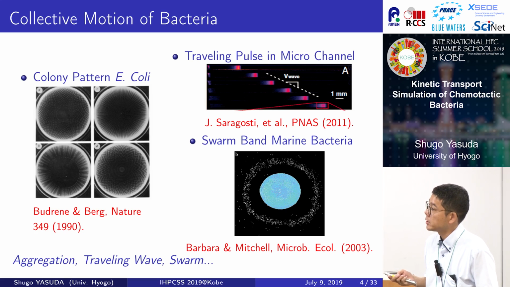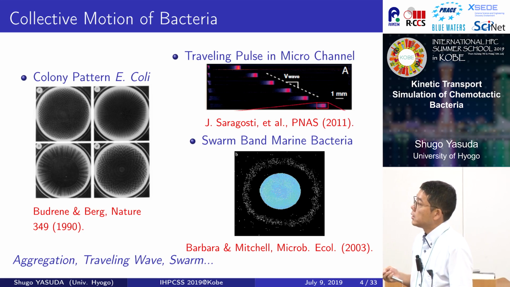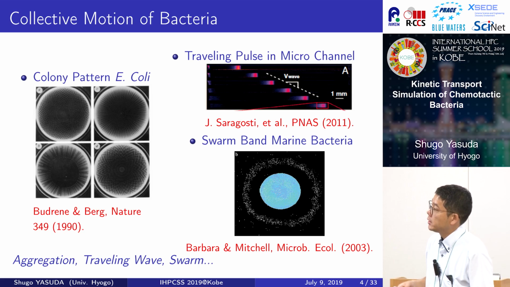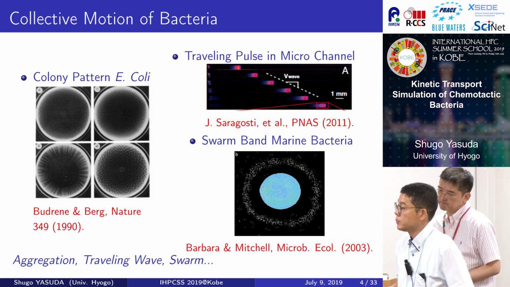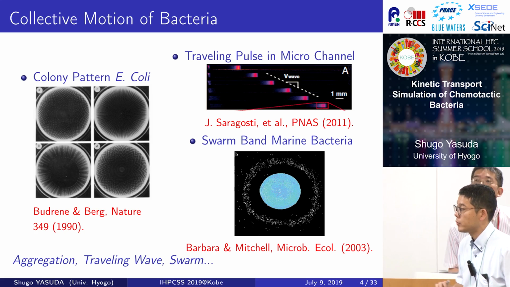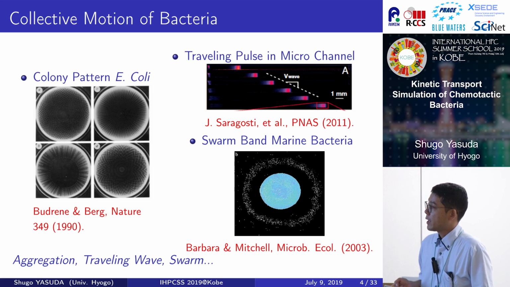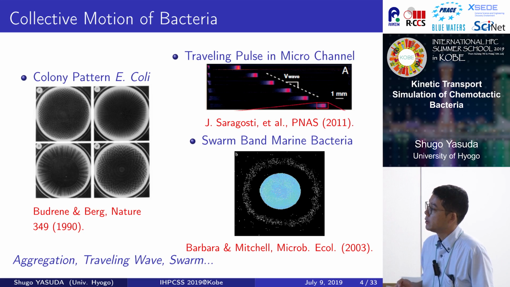And this is another result of collective motion of bacteria. They show that bacteria create a traveling pulse in a microchannel. This pulse was moving with a constant velocity. And this is another example, swarm band formation of marine bacteria. Marine bacteria can move much faster than the enteric ones, and they create a swarm band around the food bead.